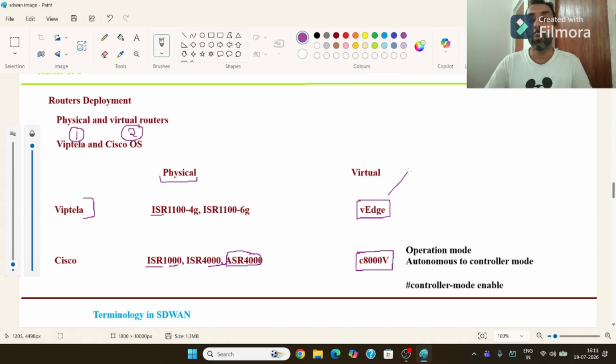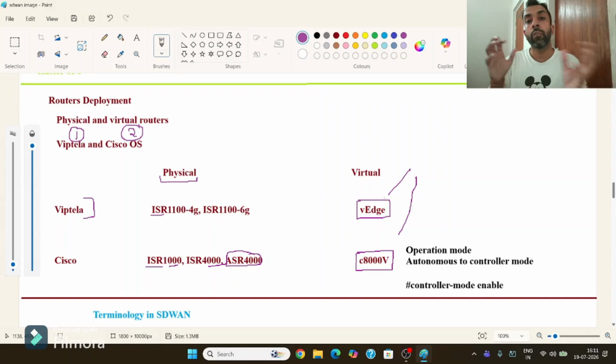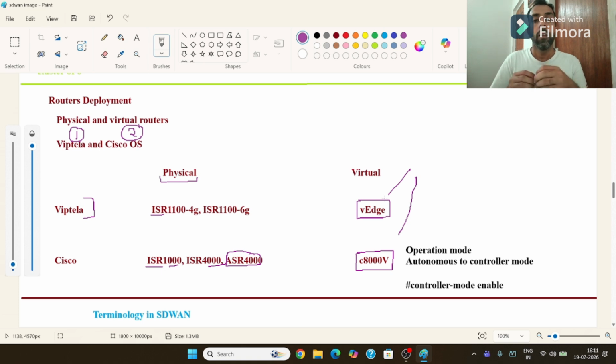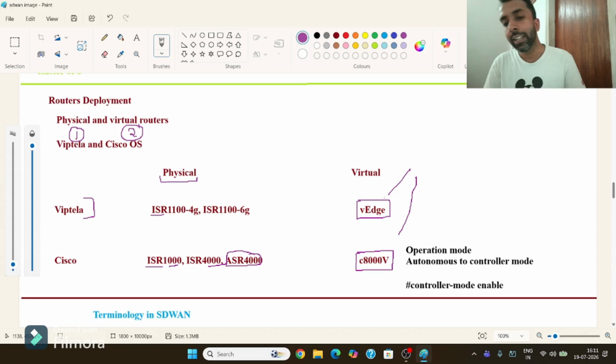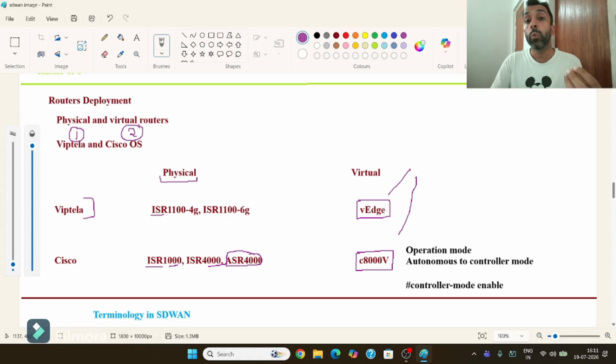Now, these two devices are virtual, so that means you will have to download the image from the Cisco portal, install it on one of your VMs or physical servers or cloud, and then you can use these devices as routers. Now, one question in my mind is why I need physical. Okay, physical servers are fine. Why do I need virtual routers?